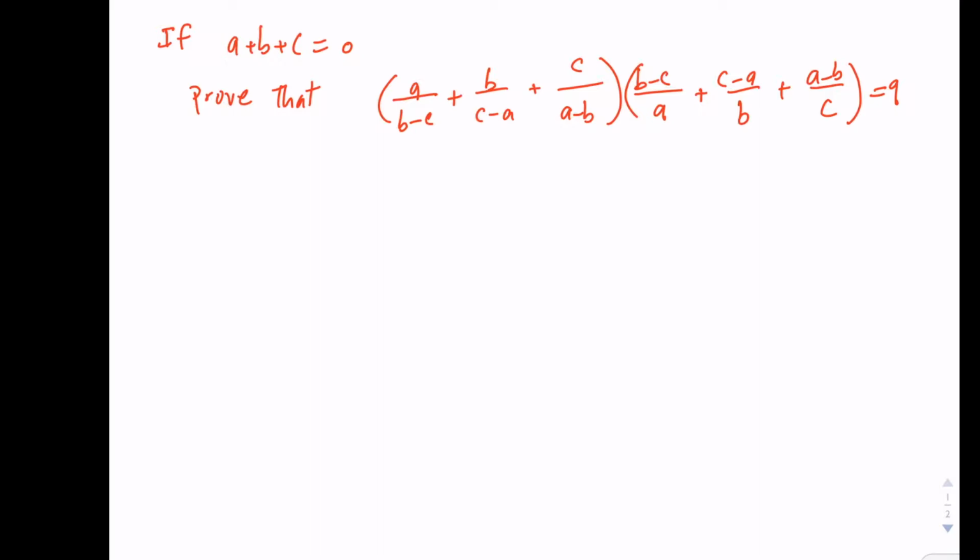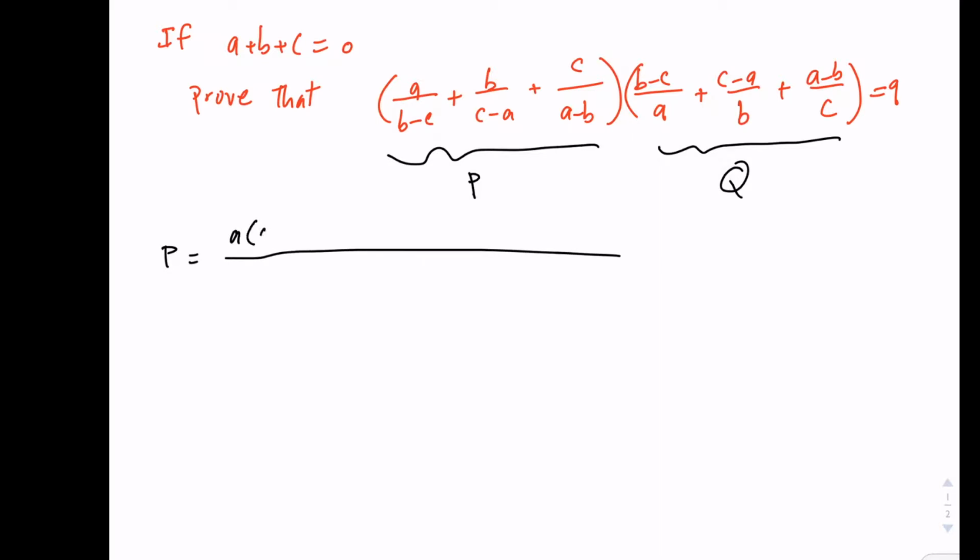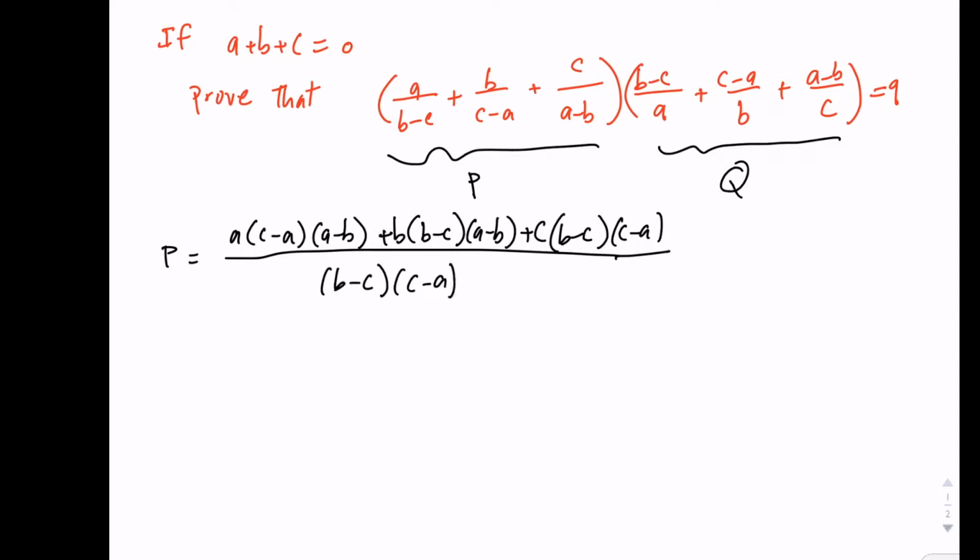It will be easier to simplify the expressions in the two parentheses separately. So let's call the first parenthesis P and the second parenthesis Q. We want to find the least common denominator for P. Therefore, the numerator will be A times C minus A, times A minus B, plus B times B minus C times A minus B, plus C times B minus C times C minus A, and the denominator will be B minus C times C minus A times A minus B.